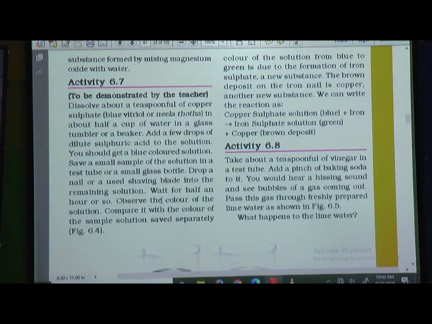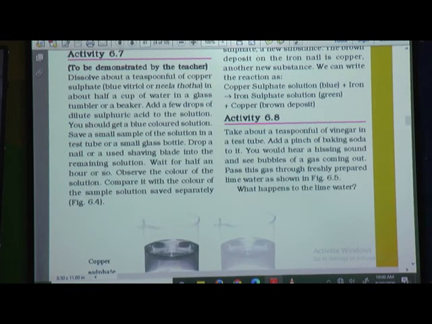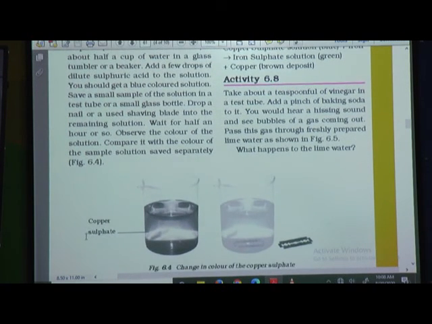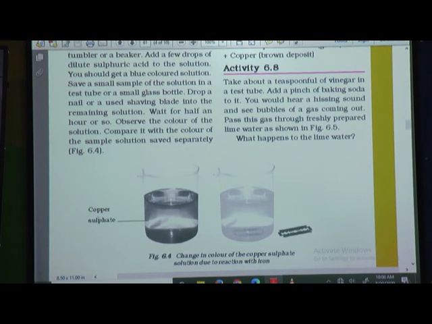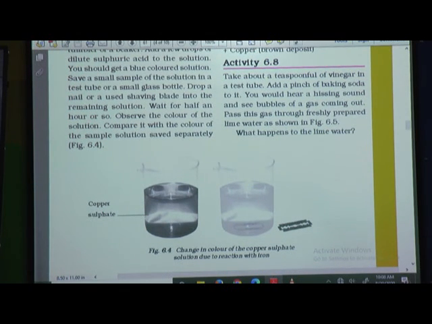So what you have to do, you have to take a glass tumbler or a glass beaker. Then you have to dissolve a teaspoon of copper sulfate powder in half a cup of water, and then add a few drops of dilute sulfuric acid. Then keep this solution for some time, for half an hour or 1 hour. After that, you have to observe both beakers and see what happens there.